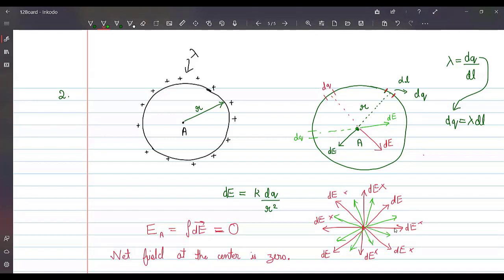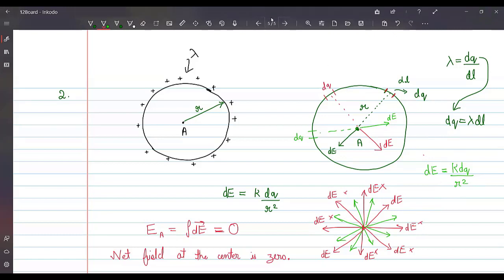And fields are vector quantities. Vector quantities tend to cancel each other out if they are in opposite directions and have equal value. dE everywhere will have the same value, k dq upon r squared. So it will be 0, right? Yeah, because it's cancelled. Each field has a field which is opposite in direction but equal in magnitude. So that's like a proof. Okay, sir. Thank you.